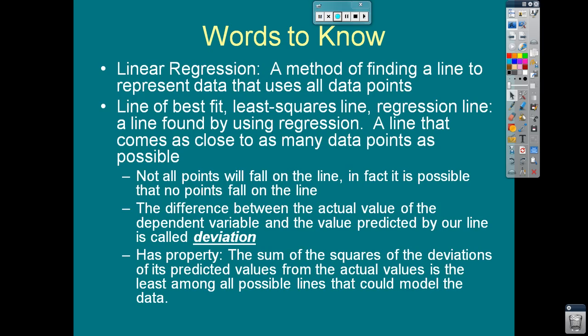Linear regression. This is a method of finding a line to represent data that uses all data points. The line of best fit, which could also be called the least squares line or just regression line, is a line found by using regression. A line that comes as close to as many data points as possible.